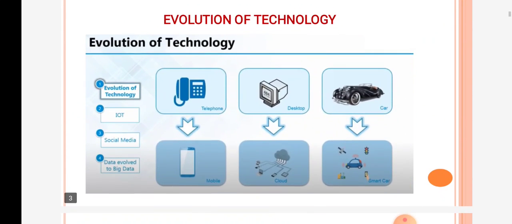Moving further to the evolution of technology. Previously, we were using only telephones, the telephonic conversation through which we could communicate between the sender and the receiver. But now, as mobility came into the market, mobile phones came. What is the benefit of mobile phones? They have the advantage of mobility. Instead of sitting in a single place to communicate, the mobile phone can be used everywhere, anywhere, because of its mobility.